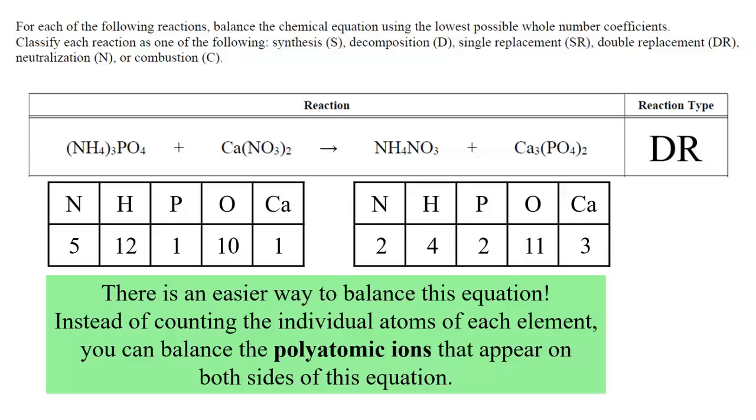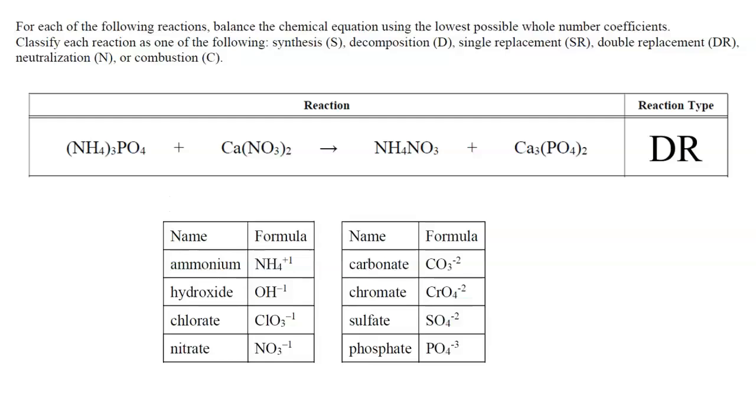As I said, there is an easier way to balance this equation. Instead of counting the individual atoms of each element, which is very challenging to do with this chemical equation, a simpler way is to focus on the polyatomic ions that appear on both sides of this equation. Here are some examples of polyatomic ions. This was something that I had taught earlier in the school year when I was teaching about ionic bonding. You can see ammonium, NH4 plus 1, hydroxide, OH minus 1, and there's also chlorate, nitrate, carbonate, etc. The first chemical formula on the left side is called ammonium phosphate. The next formula on the left side is called calcium nitrate. And on the right side, I see ammonium nitrate, and finally calcium phosphate.